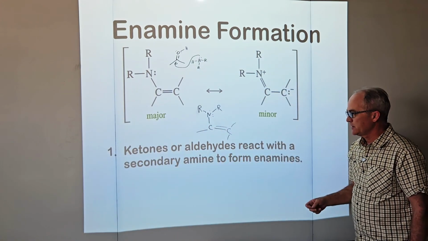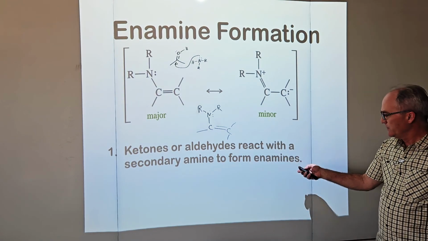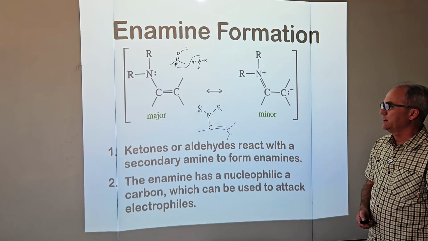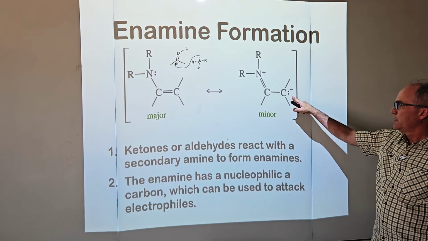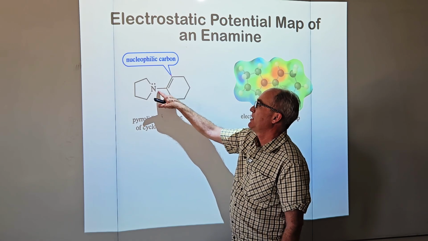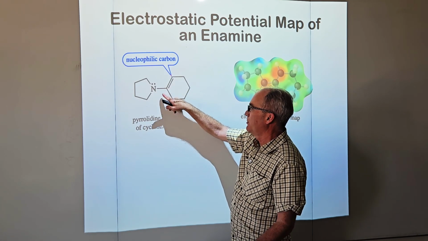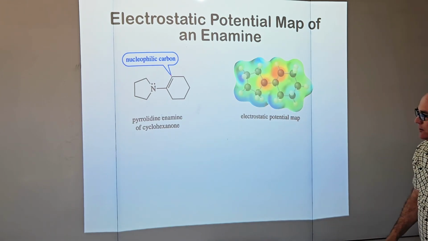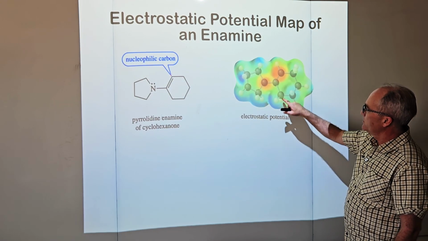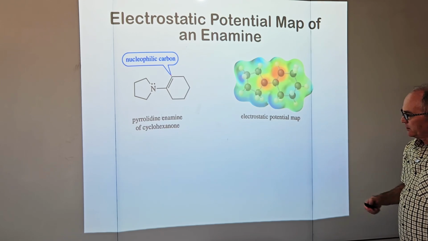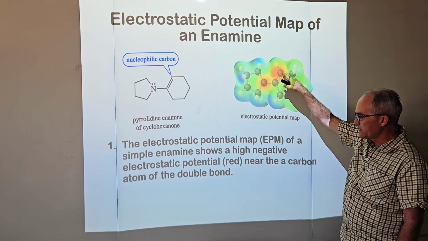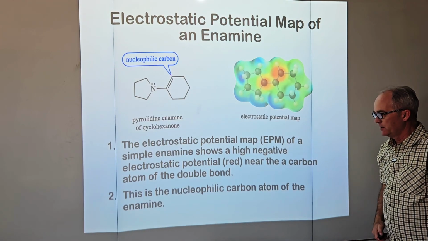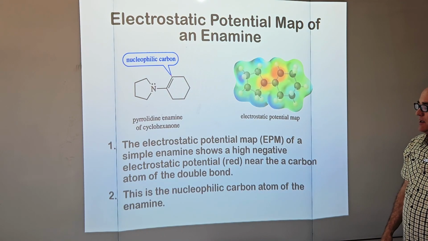Ketones and aldehydes react with a secondary amine to form an enamine. Now the enamine has a nucleophilic carbon which can be used to attack electrophiles. This thing right here. So secondary amine. Imagine once a carbonyl carbon here, no double bond here. But now that we got it, right there is a nucleophilic carbon. And this electrostatic potential map shows you with that red color a negative electrostatic potential near the carbon atom of a double bond on this thing here. This is the nucleophilic carbon atom of the enamine.